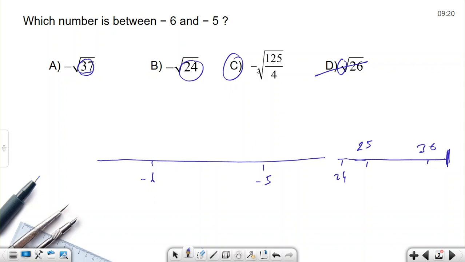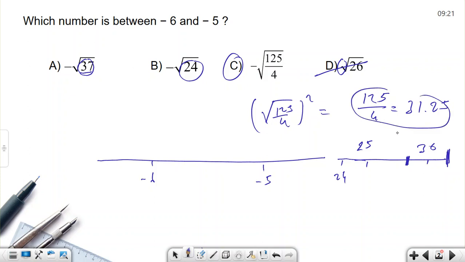So let's look at the remaining option. Let's check that one. If you calculate 125 over 4, that equals 31.25. As you see, 31.25 is between 25 and 36. So when you take the square roots, these numbers are between 5 and 6. So the negative of it will be between -5 and -6. So C is the correct option.